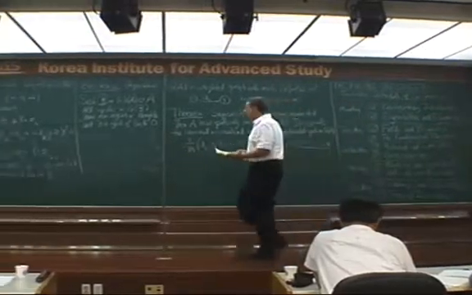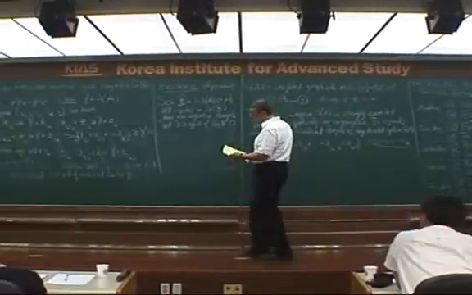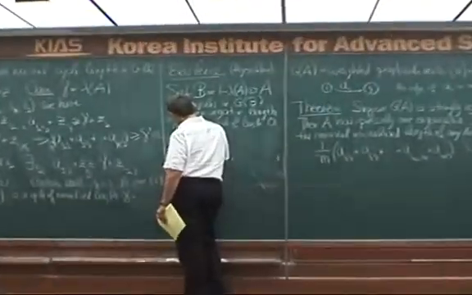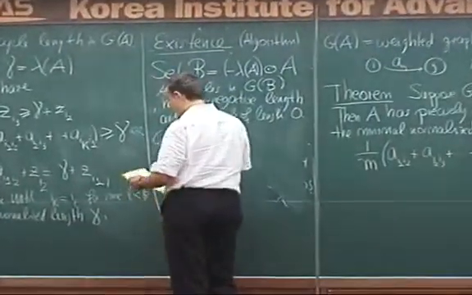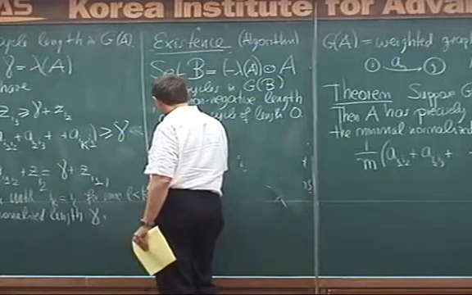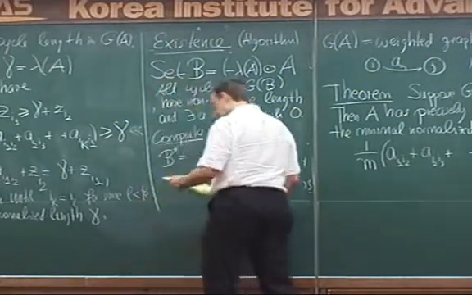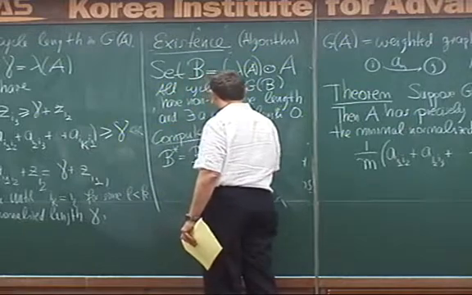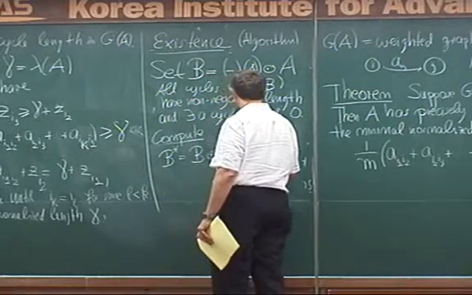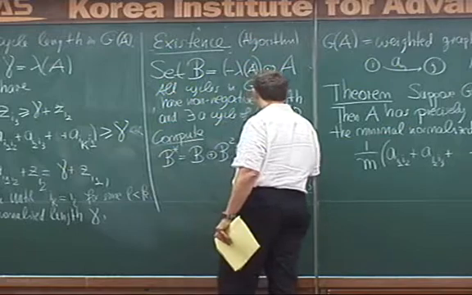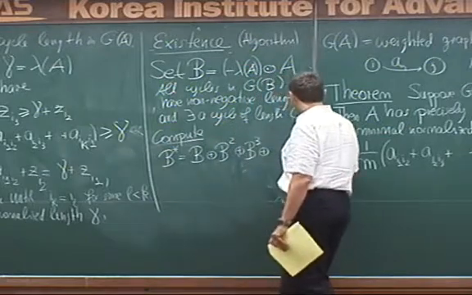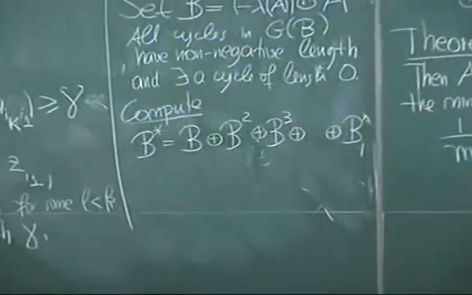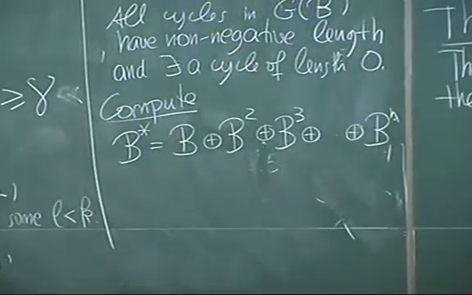So I'm going to make an eigenvector now for B. So to do this, we're computing the following matrix. Let's compute the following matrix, which I'll call B star. So B star is B plus B squared plus B cubed plus up to B to the n. Okay, n is the number of nodes in the graph. Okay, I'm going to call this B star.